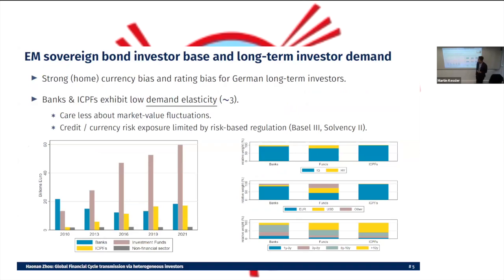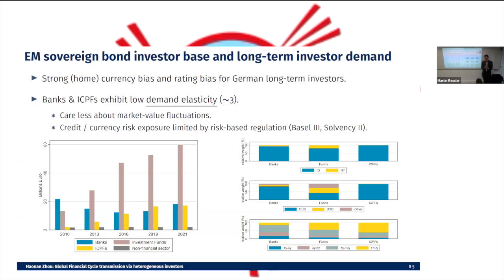The left-hand side chart gives you a sense, from German administrative data, of the composition of German investors in this emerging market sovereign space. What you can see here is that after 2010, there's a sizable increase in the holdings of investment funds. But there are also sizable holdings of insurance companies and pension funds, these long-term stable buy-and-hold investors in this kind of space.